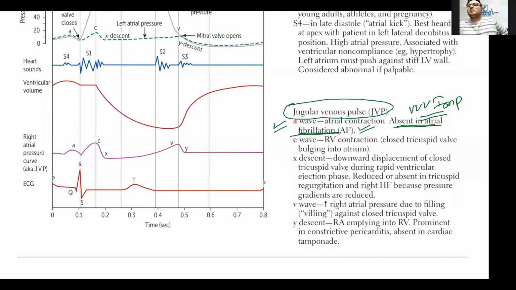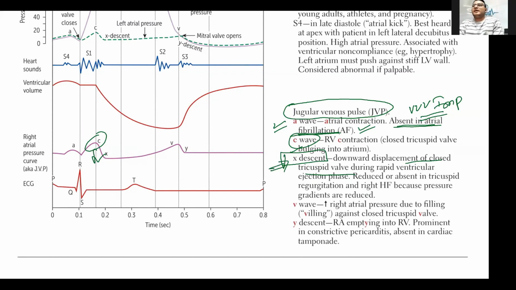C wave is due to right ventricular contraction, because the closed tricuspid valve bulges into the right atrium during the isovolumetric contraction. Next is X descent. X descent is a downward displacement during the ejection phase, when the right ventricle is trying to eject the blood. The tricuspid valve will come back to its position, and there will be decreased volume of blood and decreased pressure, which causes a downward deflection. So this is a very important pathology associated with X descent.